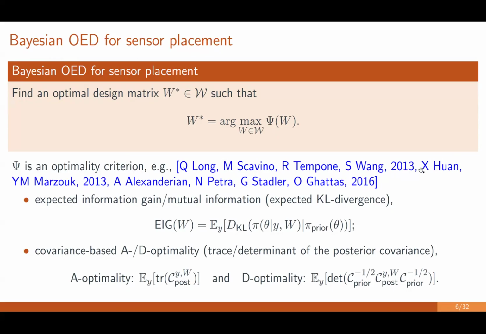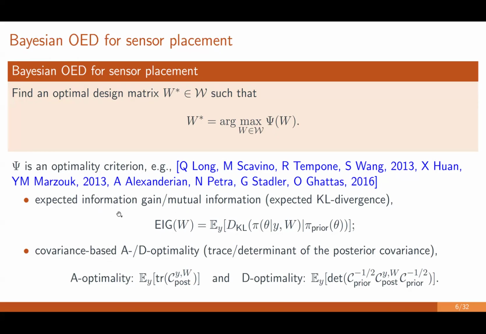There is another class of optimality criterion which uses expected information gain. So you can use some polynomial approximations, and then also some recent work on infinite dimensional expected information gain, where you can leverage some low rank property.